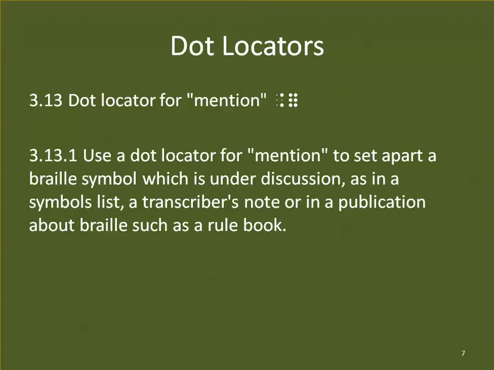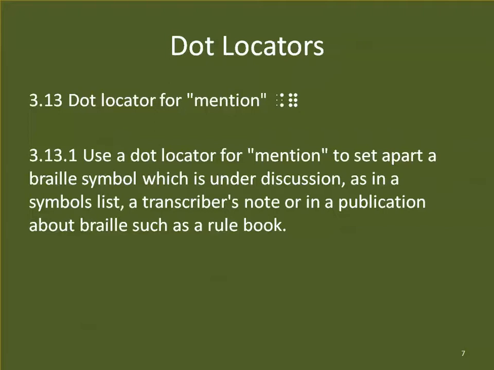And then we have something called dot locators. Dot locators help Braille readers orient the fingers to the cell. It's especially helpful when you have things that are only in the lower part of the cell or the right part of the cell. But anytime a new symbol is being introduced, no matter what dots are there, we're going to put a dot locator for mention in front of it. So we have two different kinds of dot locators.